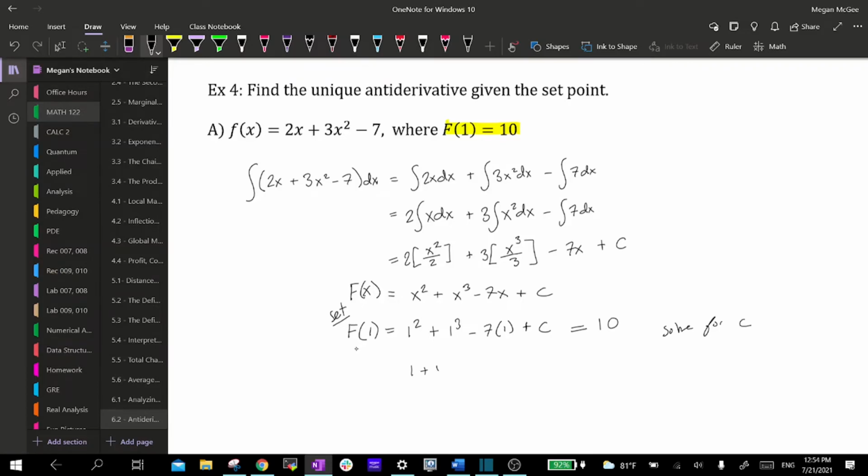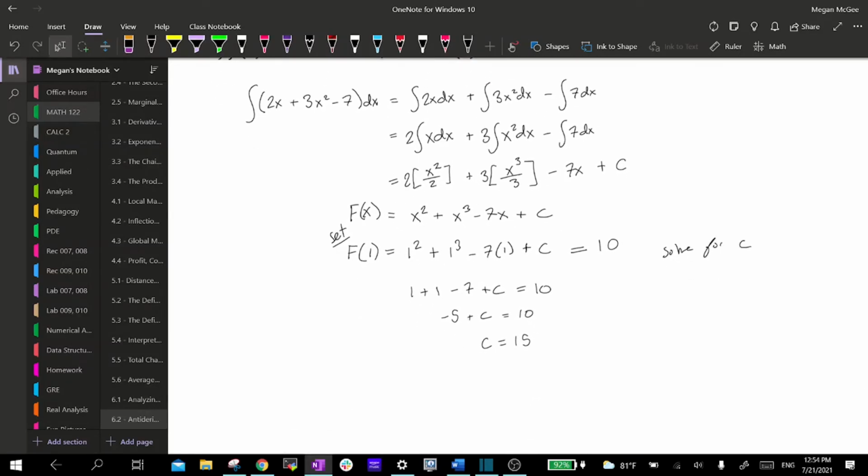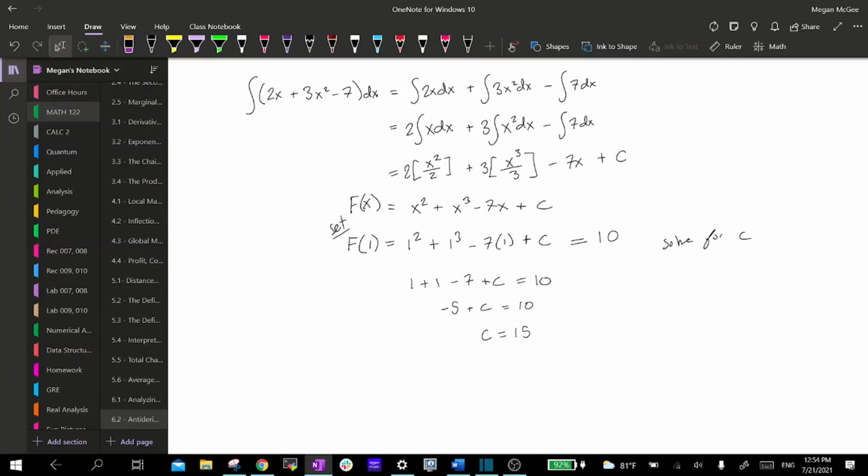So we get 1 plus 1 minus 7 plus c is equal to 10. So we get negative 5 plus c equals 10. So c is equal to 15. All right, so we wanted to find the unique antiderivative. So capital F of x is x squared plus x cubed minus 7x plus 15. And that is our unique antiderivative.